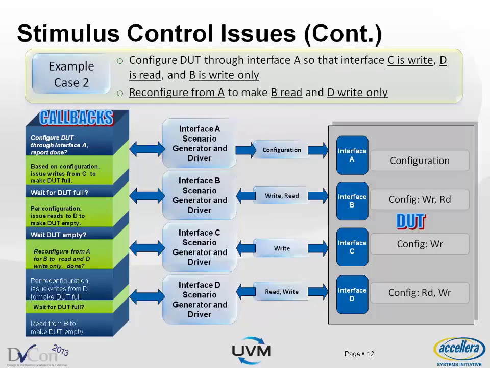Another example that I take here is the reconfiguration. So, same case where C is write, D is read, B is write only, but in doing the first full and empty, you can actually go and reconfigure from interface A again to make B a read and D a write only. So there were several test cases. If you go and open your test case directly, they were addressing one after the other, these kind of solutions. And it was looking at a rat's nest, basically. There were so much stuff in there that you would not know what was going on.